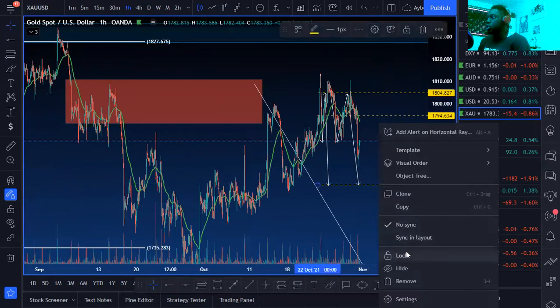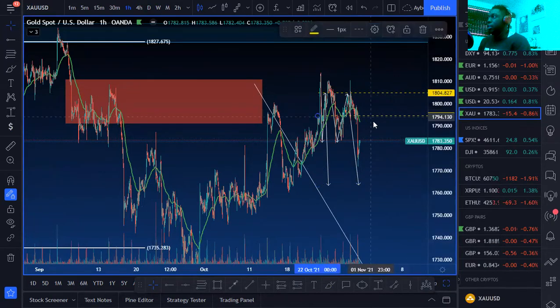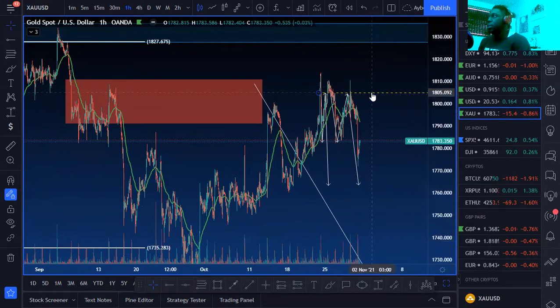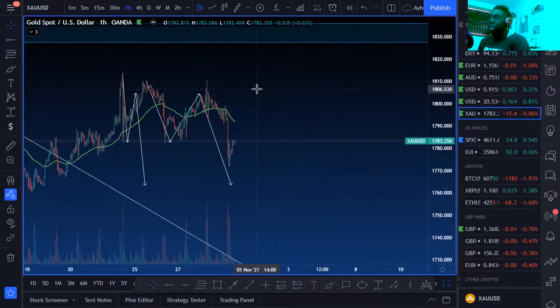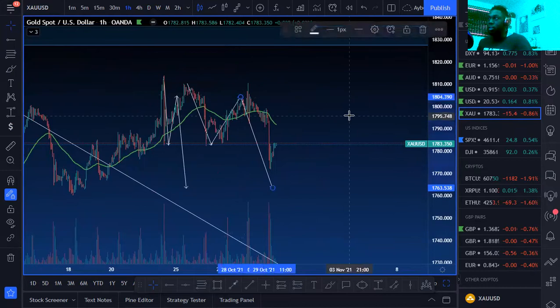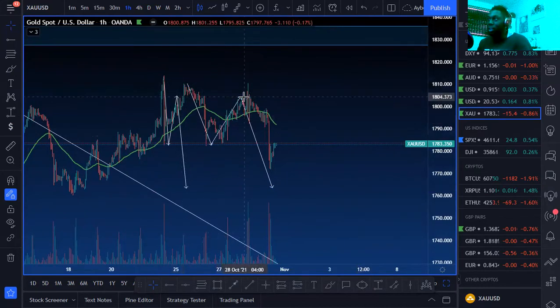I wish there was a shortcut button for hide. That'd be awesome. Okay, and then I'm going to go ahead and delete these arrows. But don't you love how it literally followed it? It might have climbed up a little higher than anybody would have wanted it to, but still.